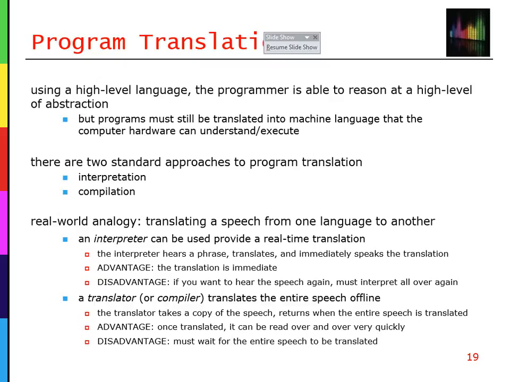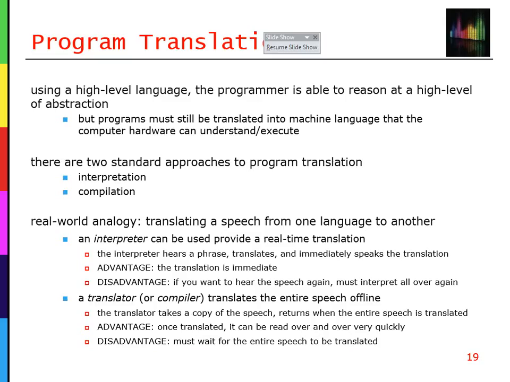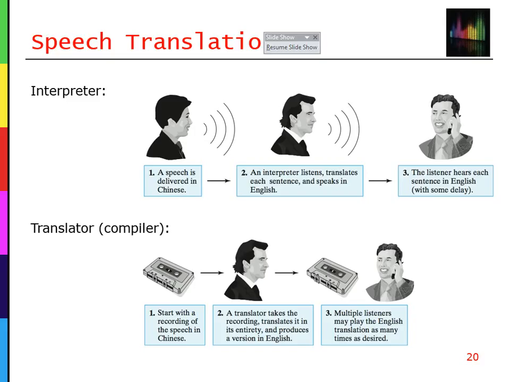Now, once you use a high-level language, you can also start to reason at a higher level. You can start to think about the program as a module and think about what individual steps need to be taken to solve your problem. So the real-world analogy here is interpretation and compilation. Once you've coded everything up, the computer needs to know how to interpret the language that you've written, and then the translator needs to actually translate the entire speech offline. So that's an analogy of compilation and interpretation.